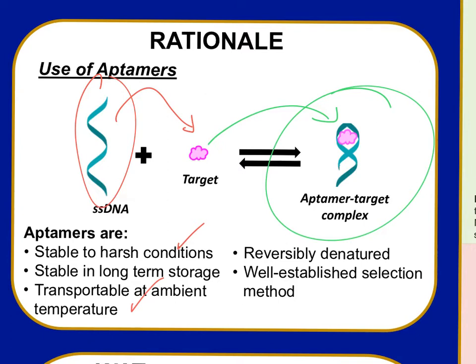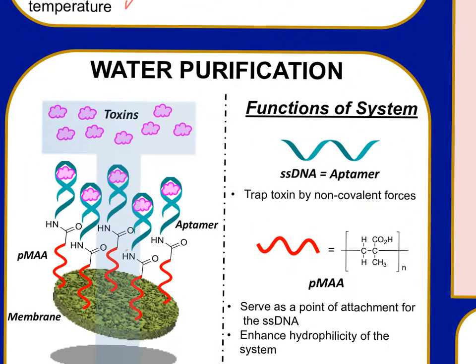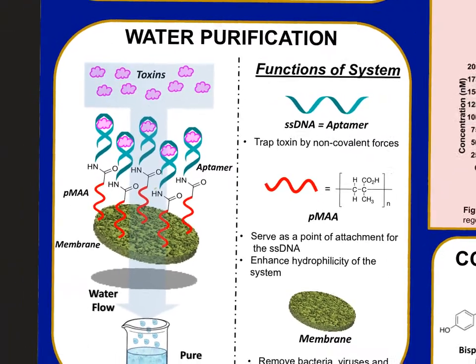One of the best things is that they're reversibly denatured. This means that by a change of pH or temperature, the molecule can be released and it can regain its activity by regaining its secondary structure so that this process can happen over and over again. Furthermore, there is a well-established selection method. This means that think about any molecule, then we can create an aptamer for that. In fact, there are people in our lab who do this and create aptamers for different molecules there's not an aptamer for. But in my case, I use it for an application-driven process, in this case, water purification.